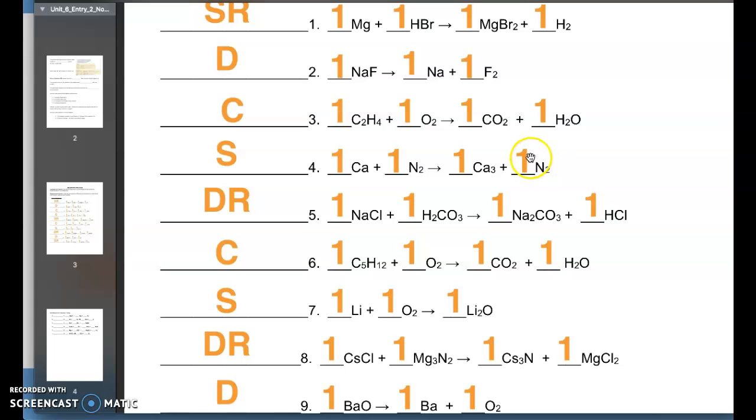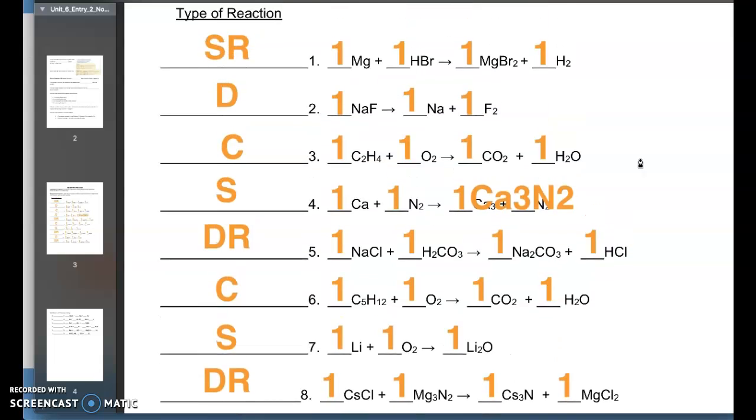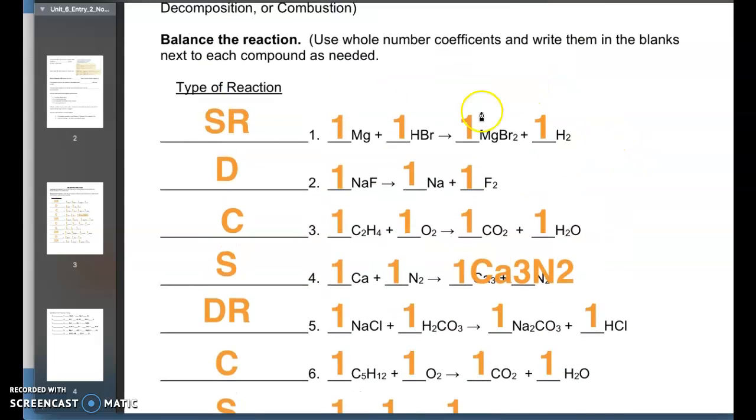Okay, so this one right here, this should be one compound. So if I had to write the product, it would actually be Ca3N2. And let me just adjust that. That's actually the product, and those are subscript. So we'll just make it like that, and hopefully that'll work. And I'll fix it on yours, so that won't look like that for you.